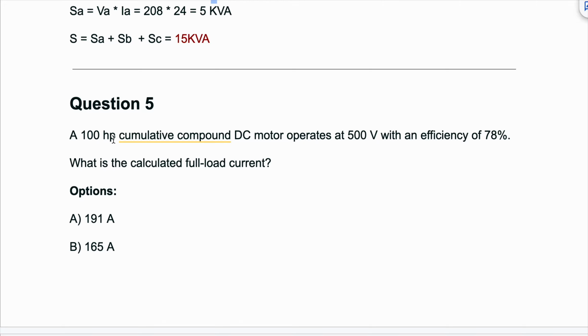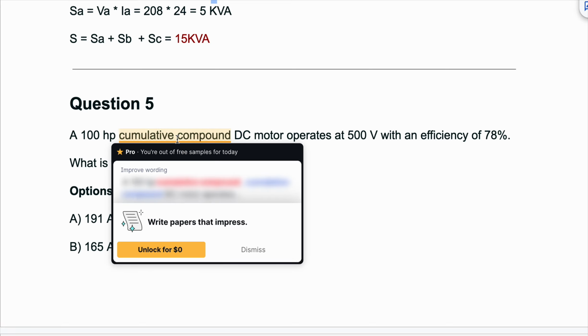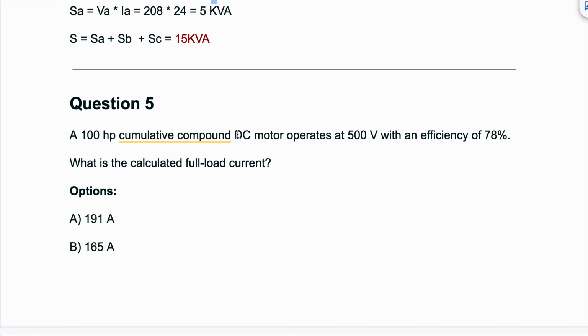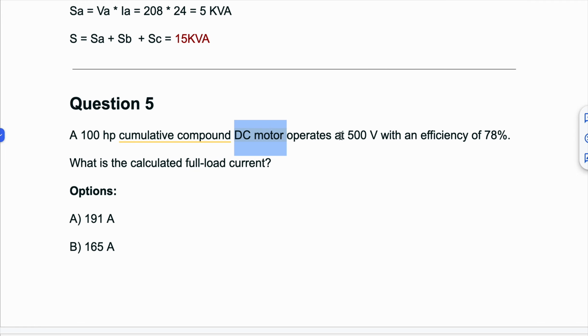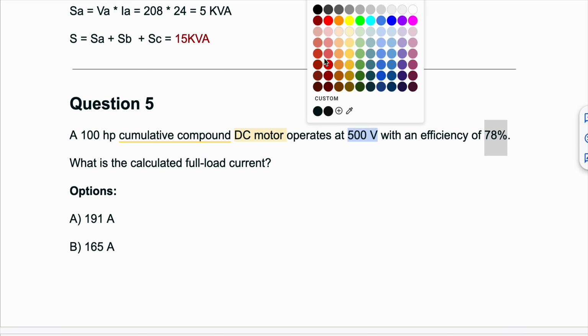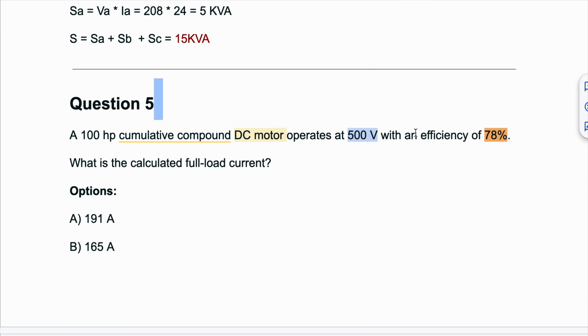100 horsepower cumulative compound DC motor. So, compound DC motor, we have a DC motor, and we use 500 volts to run this motor with an efficiency of 78%. What is the calculated full load current? This question asks us for the full load current of this DC motor.